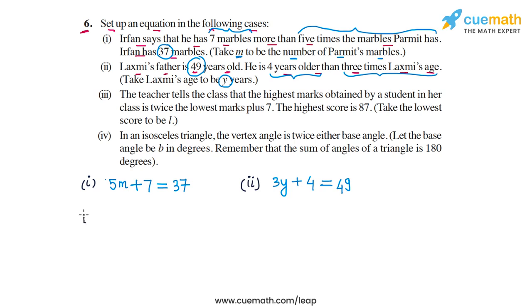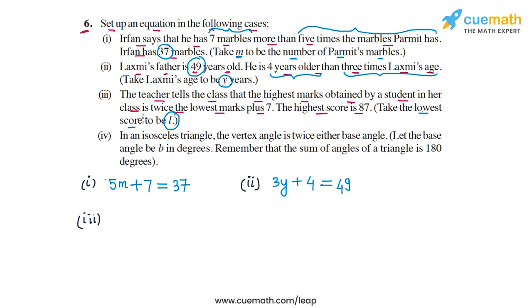Okay, now let's do part 3. In part 3, the statement says the teacher tells the class that the highest marks obtained by a student in her class is twice the lowest marks plus 7. The highest score is 87, and we are told to take the lowest score to be L. The variable is L. So let's write the highest score in terms of L.